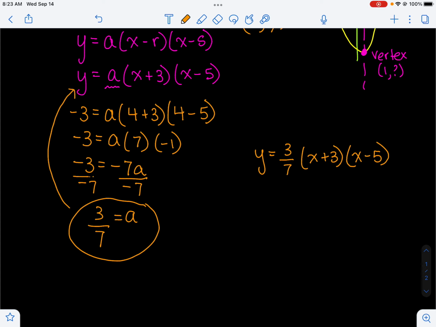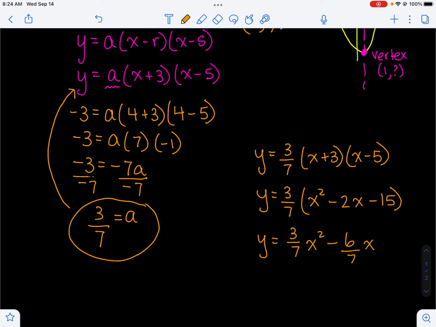And I could put this in standard form if I want to. So I'll just expand out my brackets. So x squared minus 5x plus 3x will give me minus 2x, minus 15. And then if I multiply the 3/7 through, I get 3/7 x squared minus 2 times 3 over 7, which would be 6 over 7 x. And then 15 times 3 over 7 would be negative 45 over 7. So that would be my equation in standard form.